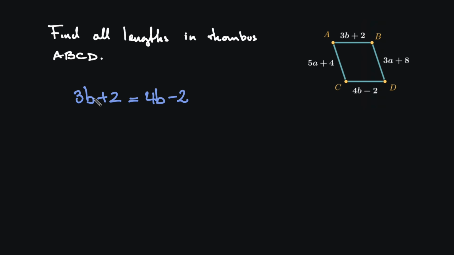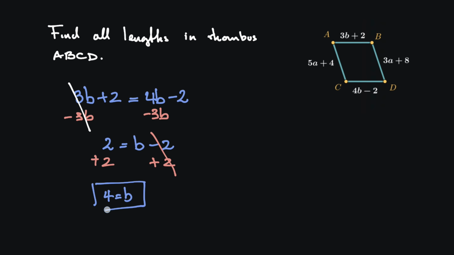So remember that we need to group the variables, so we can subtract 3b on both sides, right? And this 2 will be gone, and we get 2 is equal to 4b minus 3b, which is b, minus 2. Since we're isolating b, we can add 2 on both sides, and then these two things will cross out, and we get 2 plus 2 is 4. It's equal to b. So we know that b is equal to 4.